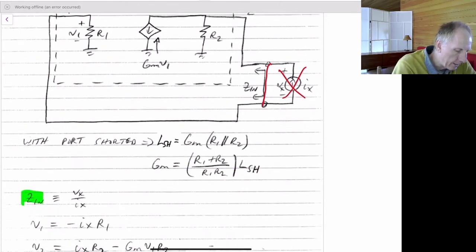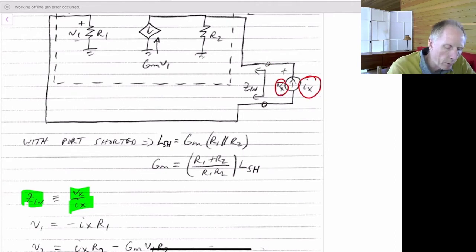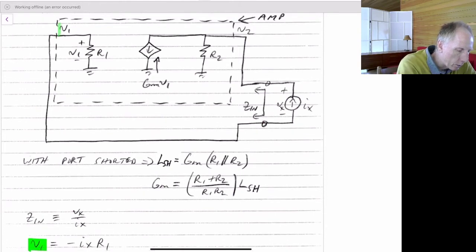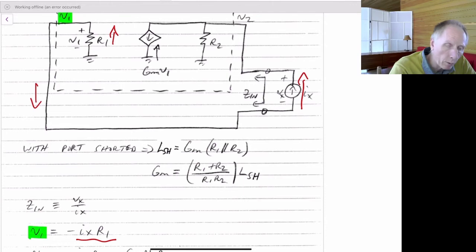Once again, defining Z in as Vx over Ix. And in this case, as I mentioned, we're using a current source input and measuring the voltage that appears, or determining what the voltage is. We can write down that the voltage V1, which is the voltage which will appear at this node at the top left corner, will just be, this current Ix is flowing this direction, which is flowing this direction, and therefore flowing this direction. So that voltage will be minus Ix times R1.